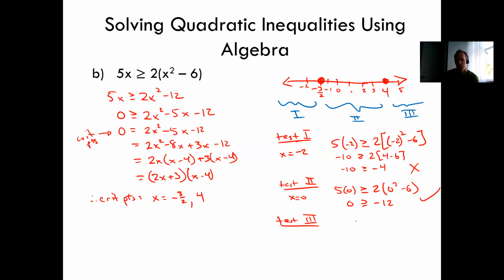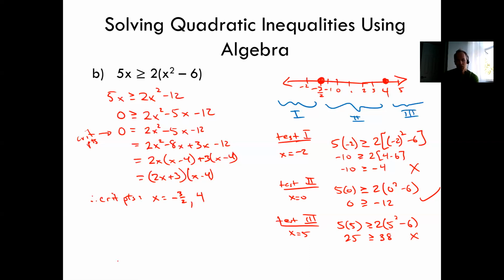Same thing with test 3. Let's pick a point over here. I'm going to test 5. I'm going to use x equals 5. Okay, so is it true that 5 times 5 is greater than or equal to this? So let's see, that's 25. 25 minus 6 is 19. What's 2 times 19? 38. Is that true? No, that's not true.